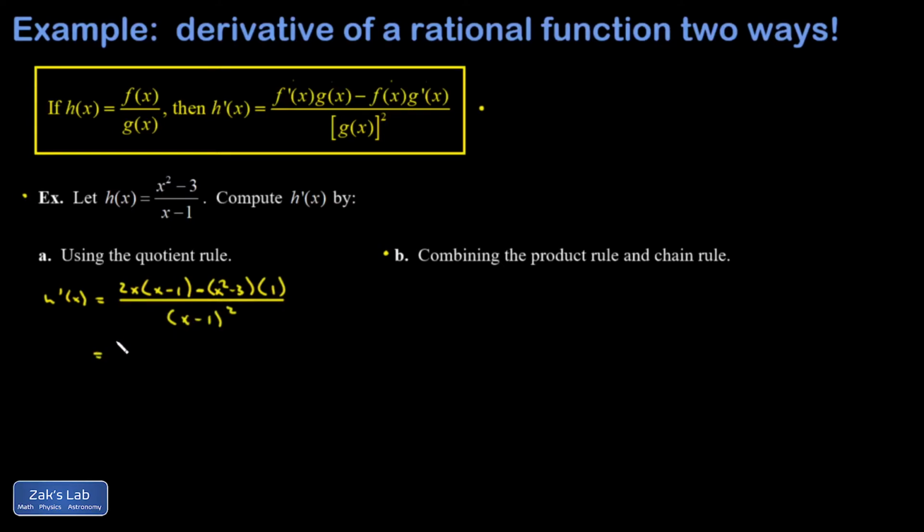So I'll clean things up a little bit. I'm distributing in the numerator, and I get 2x squared minus 2x minus x squared plus 3, all divided by x minus 1 quantity squared. I can combine my quadratic terms, and I get x squared minus 2x plus 3 over x minus 1 quantity squared. Okay, let's look at the workaround method.